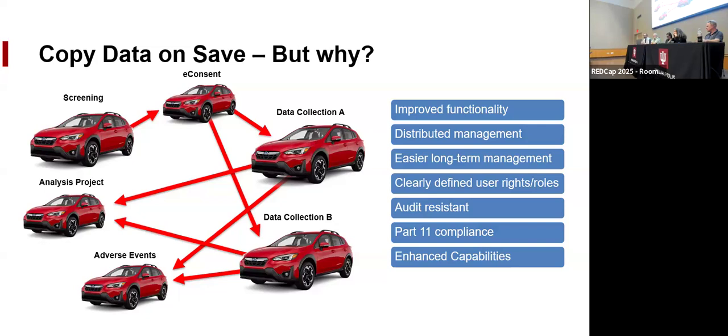So you don't have 10,000 records in your data collection project. You only have the records that might have then gone to an e-consent process, and then once they've consented, ended up in a data collection process. Now there are other cool tips and tricks to use with Copy Data on Save, but this really is the most common one, which means you can make your screening project work really, really well.